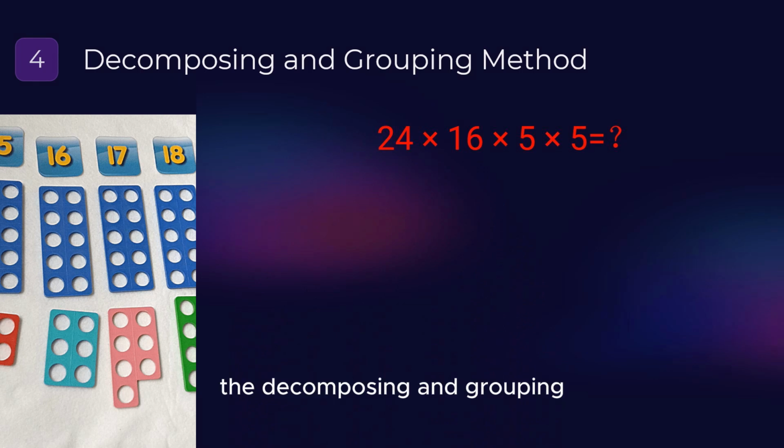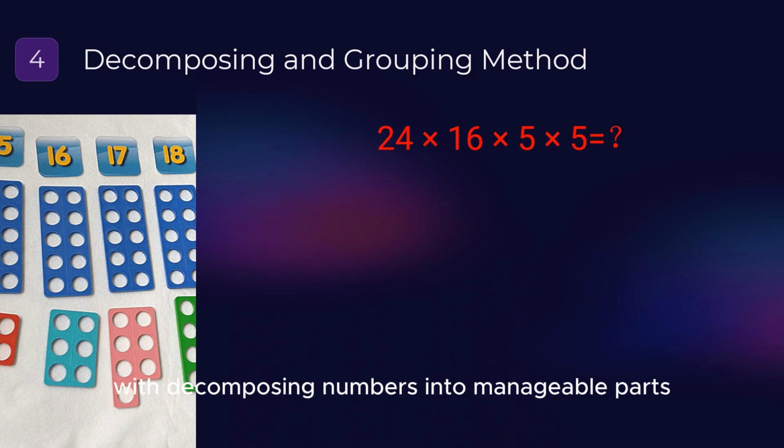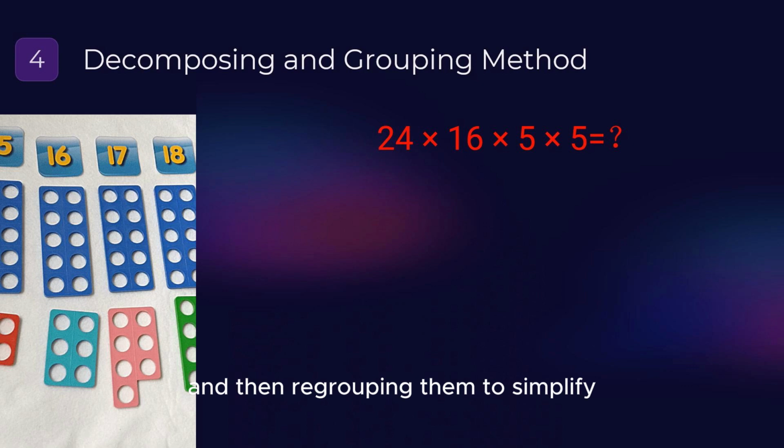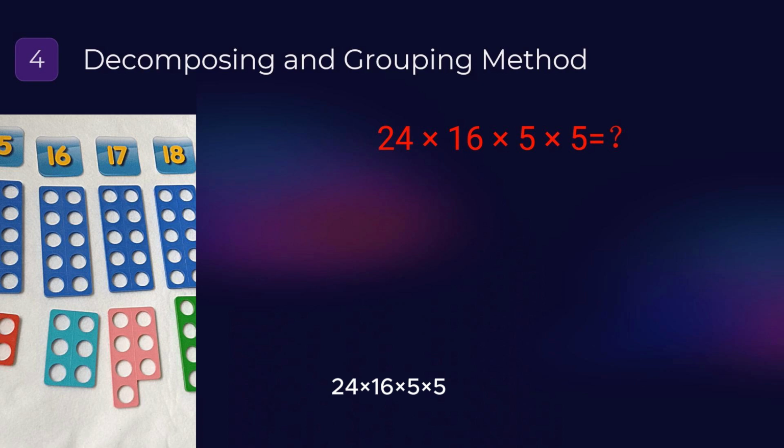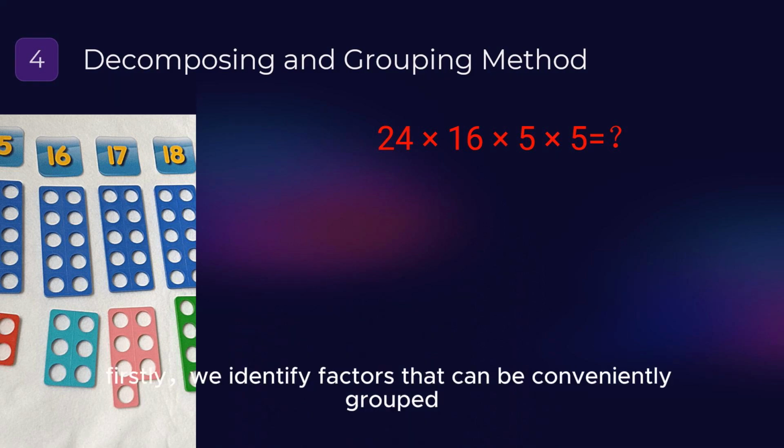The decomposing and grouping method is a problem-solving strategy in mathematics that focuses on breaking down or decomposing numbers into manageable parts and then regrouping them to simplify the overall computation. Let's apply the grouping method to solve the problem 24 times 16 times 5 times 5. Firstly, we identify factors that can be conveniently grouped.